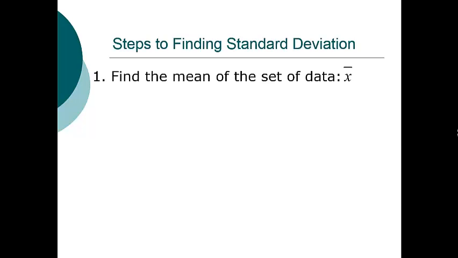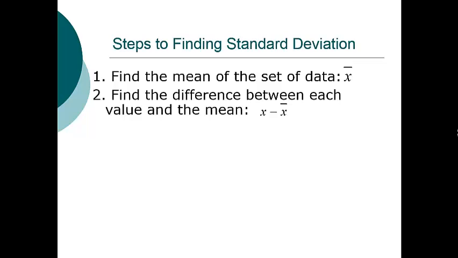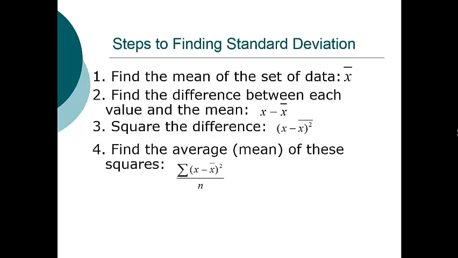So find the mean of the set of data, x bar, which is the average. Then find the difference between each value and the mean, value minus average. Then square the difference, value minus average squared. Then find the average mean of these squares.